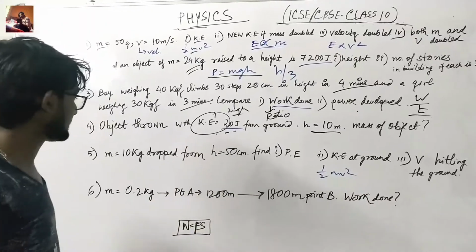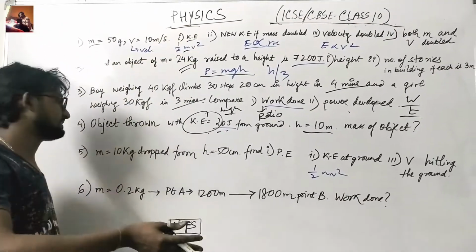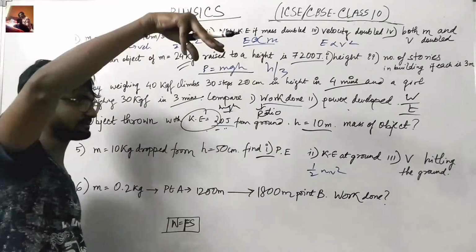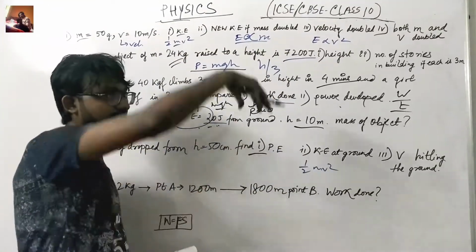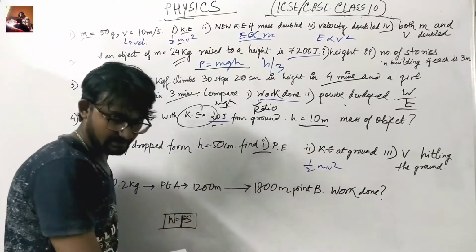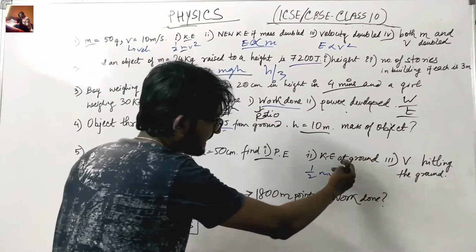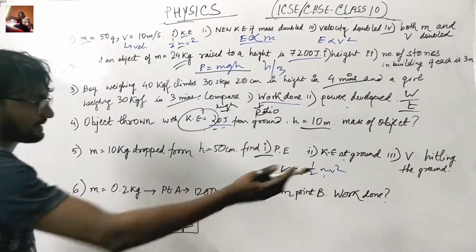I will come to the fifth one, mass dropped from height. Find the PE. You can say mgh, the same formula, because it is at the initial position. KE at the ground, below. So PE initially and KE at the low point, at the ground, hitting the ground, are the same. So KE is equal to half mv square. From here, if you know the mass, you can find the velocity.